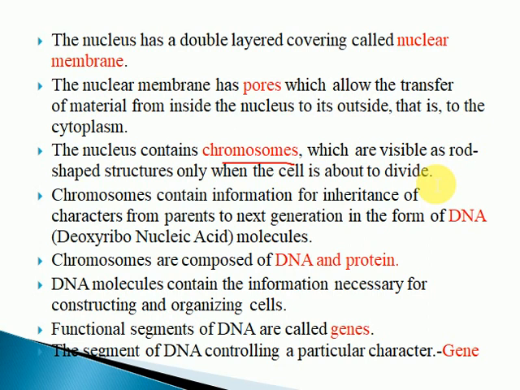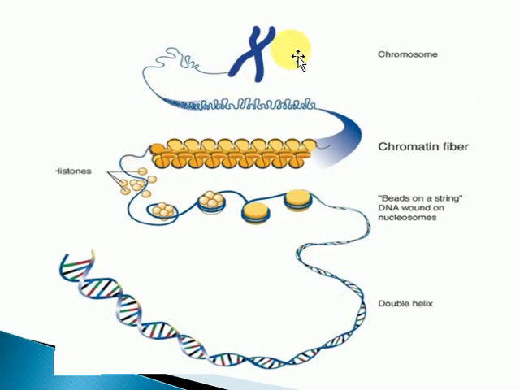Now we'll be studying the function also. So first let's understand this part. They are visible as rod shaped structures, and they appear only when the cell is about to divide. Chromosomes have the information for inheritance of characters from parents to the next generation in the form of DNA. See this diagram again. The chromosomes are made up of DNA, and the DNA has the information.